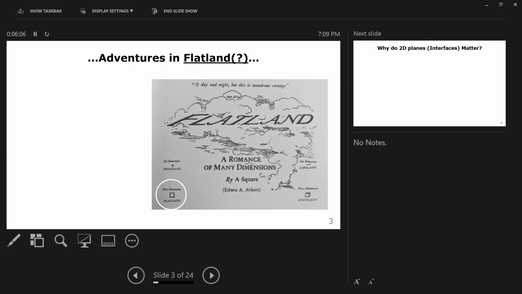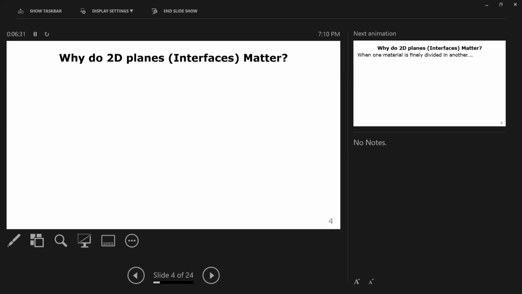And you can see here the four things for comparison. Point land, there's no dimensions, just a point. Line land is a single line, one dimension. Two dimensions, flatland, that's us. And then three dimensions, that's space land, that's where we live in our everyday lives. So that's what flatland refers to in our talk this evening.